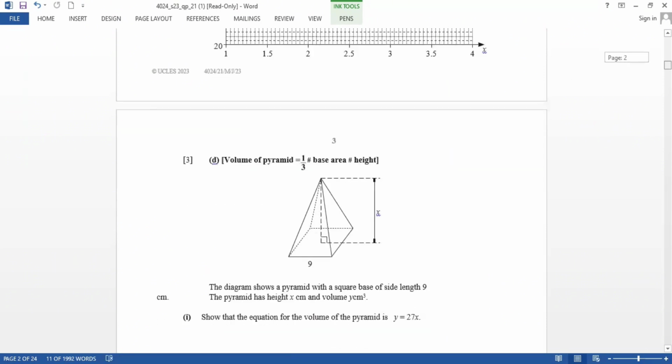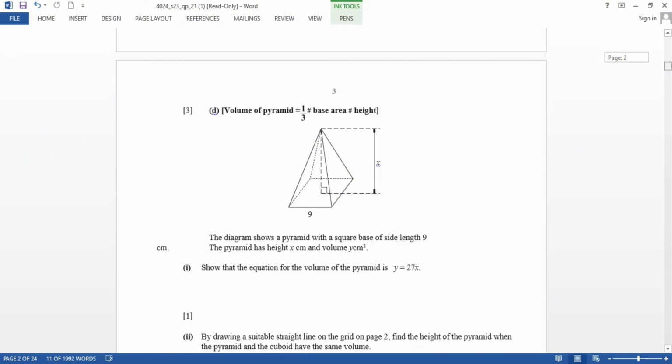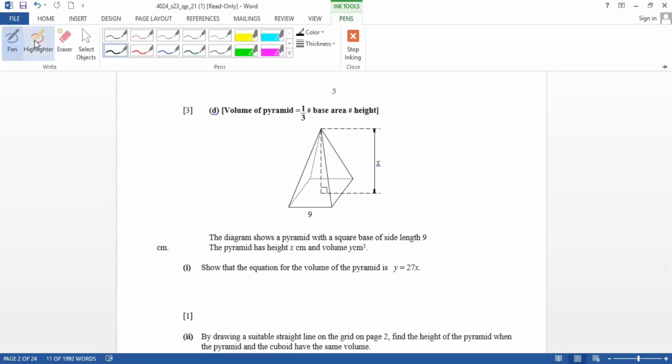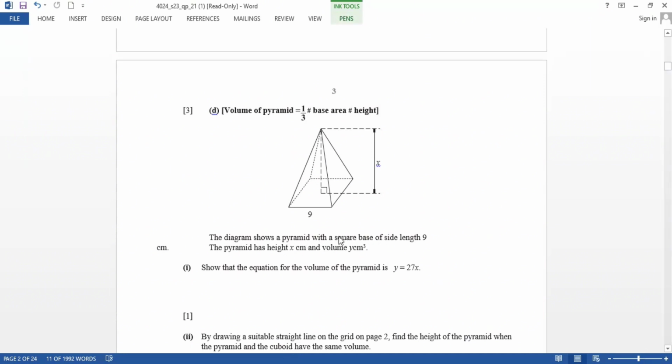For D part, the diagram shows a pyramid with a square base of side length 9 centimeter. The pyramid has a height of x centimeter and volume y centimeter cube. We have a square base with side length of 9 centimeter, height of x centimeter and volume of y centimeter cube. And by using these length and height, we have to derive this equation.